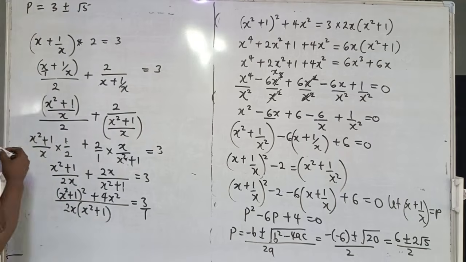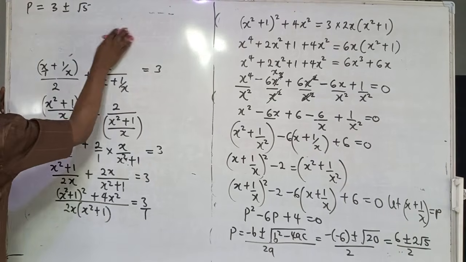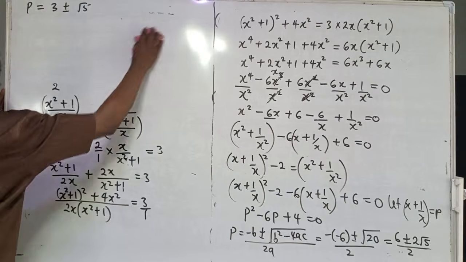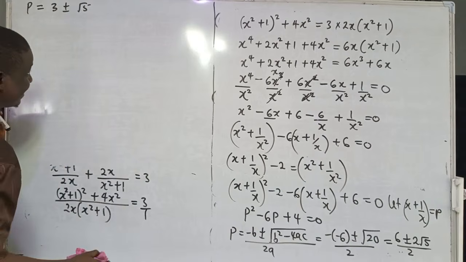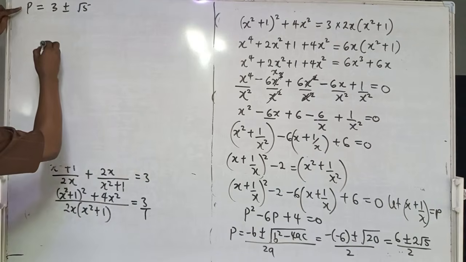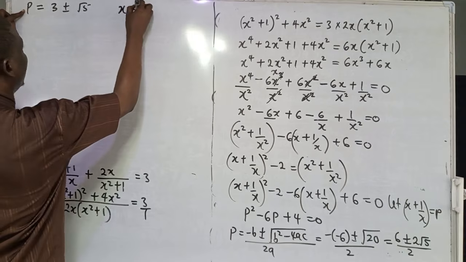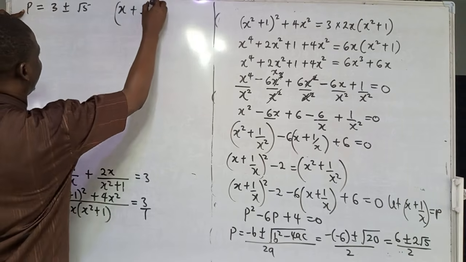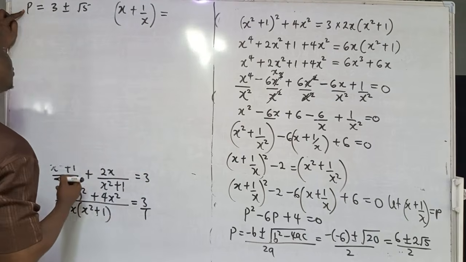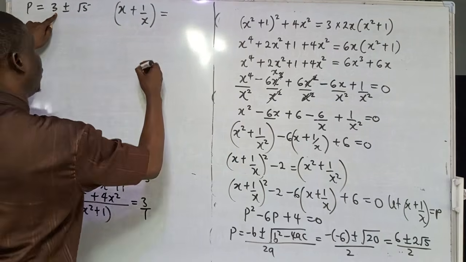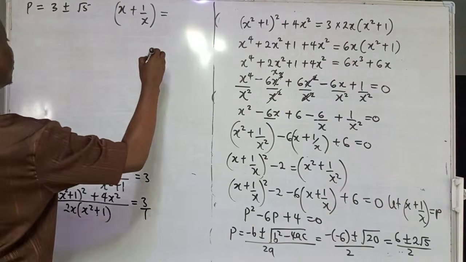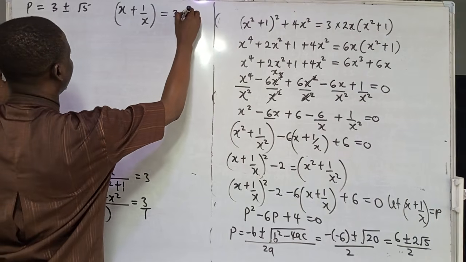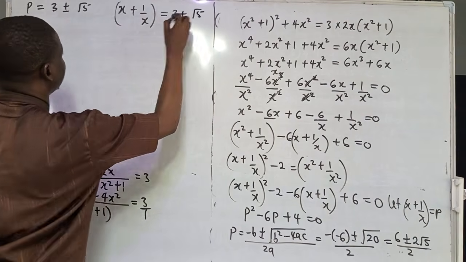But recall, the question says we are looking for a real number, and don't forget, p is not the real value. The value we are looking for is actually x. P was borrowed, we just used it to simplify the equation before. So we said let p equal s plus 1 over s, and now I want to replace p by 3 plus or minus root 5.